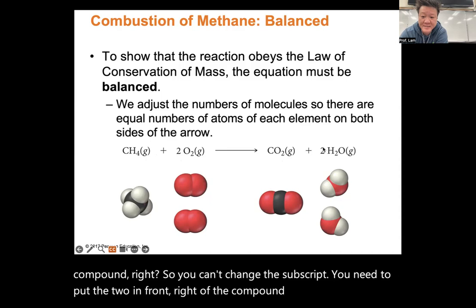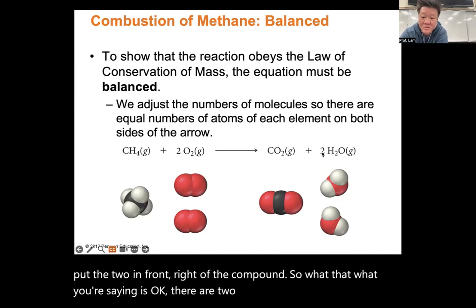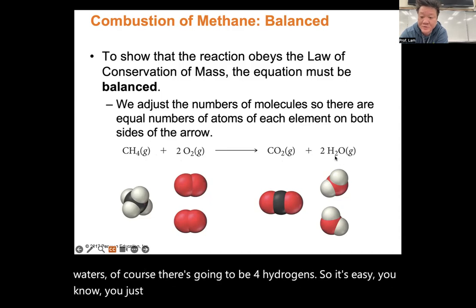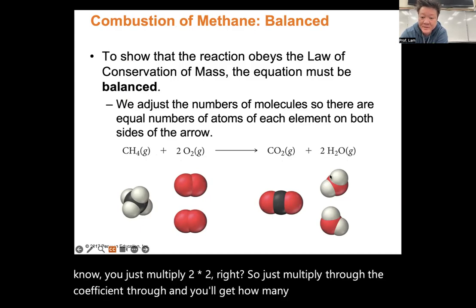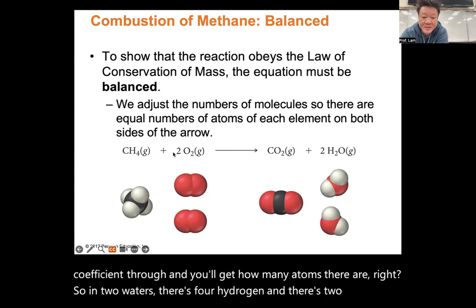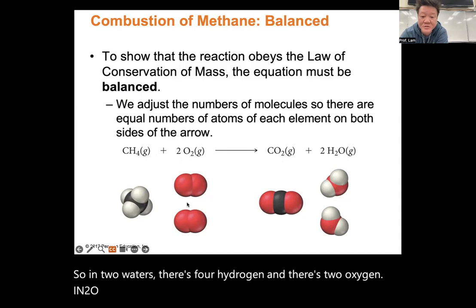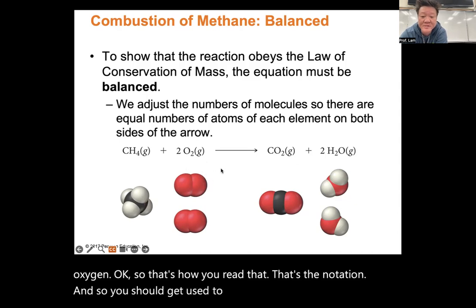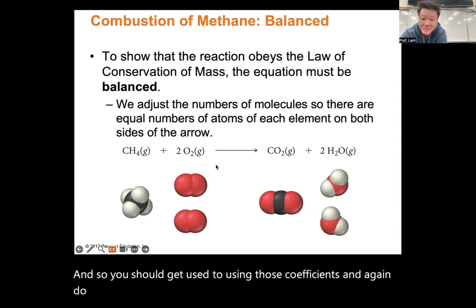So what you're saying is there are 2 waters. And in 2 waters, of course, there are going to be 4 hydrogens. So it's easy, you just multiply 2 times 2. Just multiply the coefficient through, and you'll get how many atoms there are. So in 2 waters, there are 4 hydrogens and 2 oxygens. In 2O2, 2 separate O2 molecules, you have a total of 4 oxygens. That's how you read that. That's the notation. You should get used to using those coefficients. And again, do not change the subscripts.